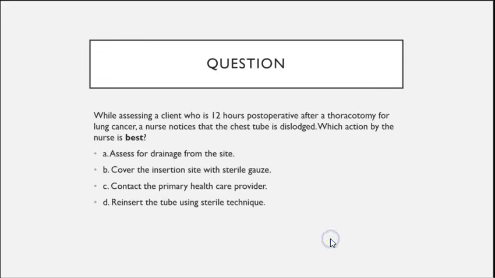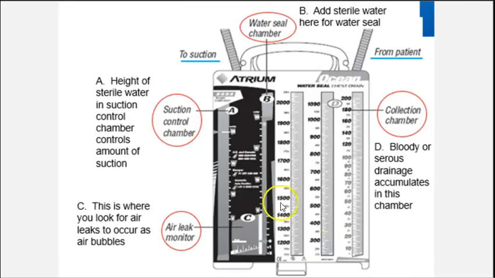Now, this is your suction chamber. This is your chest tube device. This is your water seal chamber. They all look different. There needs to be no bubbling in this. You need to have 2 centimeters of sterile water. You need to check it every shift.